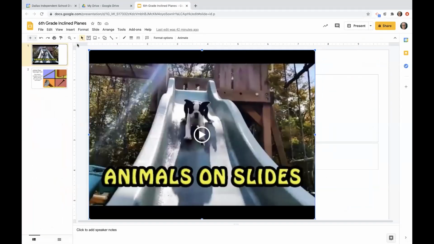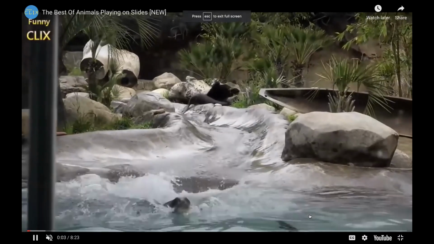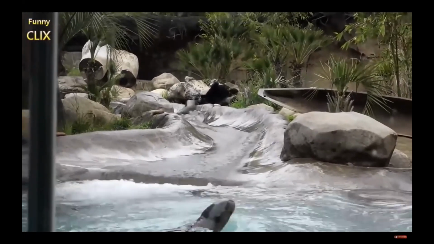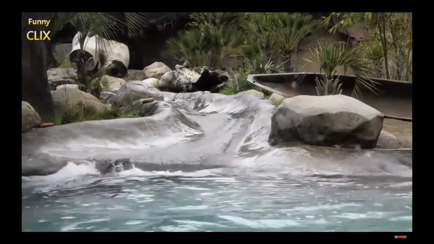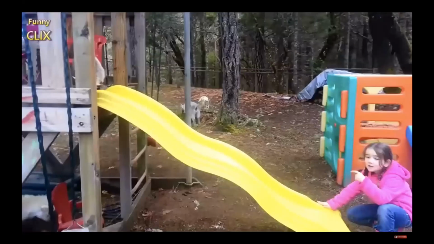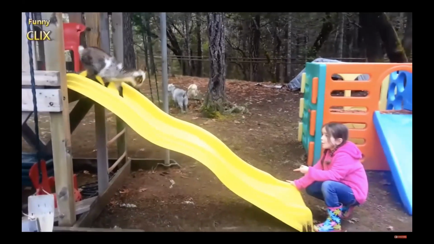Unfortunately, we don't have a lot of slides and enrichment toys for some of the animals out here. So I found just a super quick video of how animals use slides. So we're just gonna look at that really quick. So these are some animals using slides at a zoo. Now you might think, well, why do animals have slides and toys? But that's actually very important for enrichment. So it keeps their mind stimulated so they don't get bored.